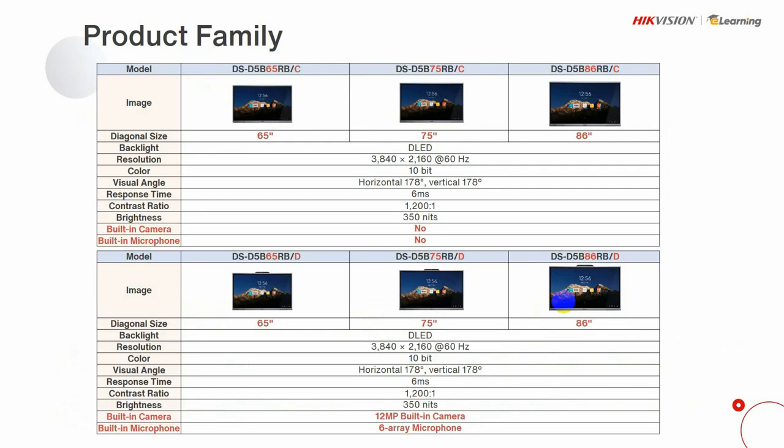Let's have a closer look at the D5B series. We have now 3rd or 4th generation, which are C and D series, right? If you still remember the naming rule. The 3rd generation doesn't have a built-in camera and built-in microphone, but the 4th generation is equipped with both of them. We can see the difference in the table.